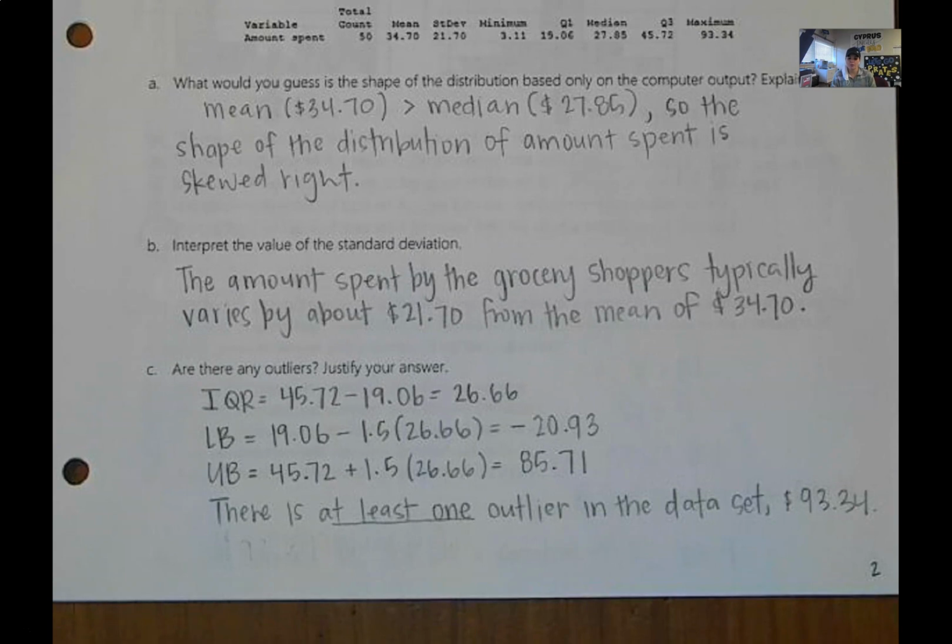So when they ask me about shape but only give me summary statistics, or in this case they call it descriptive statistics, you want to compare your mean and your median. Your mean is greater than your median, so the shape of the distribution of amount spent is skewed right.